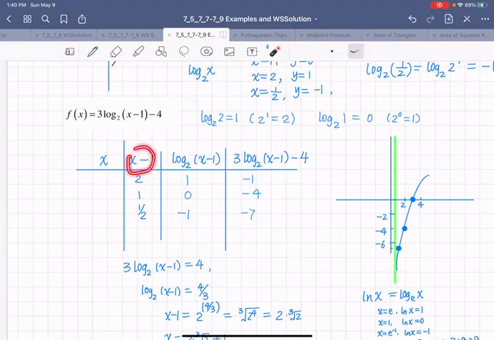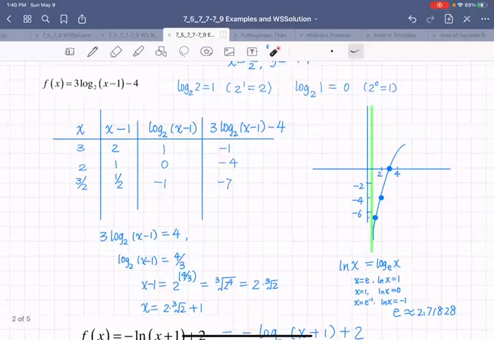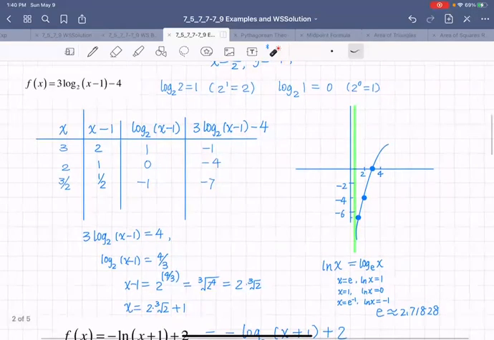And then this is x minus 1. How much is here? 3. Good. Next, 2. Next, 1 and 1/2, which is 3 over 2. Now we have 3 points. So when my x is at 3, this guy should be at negative 1.